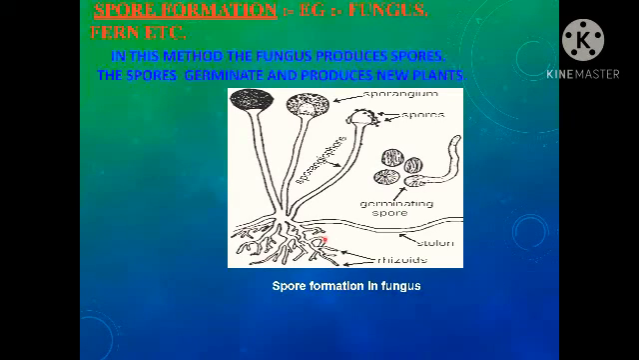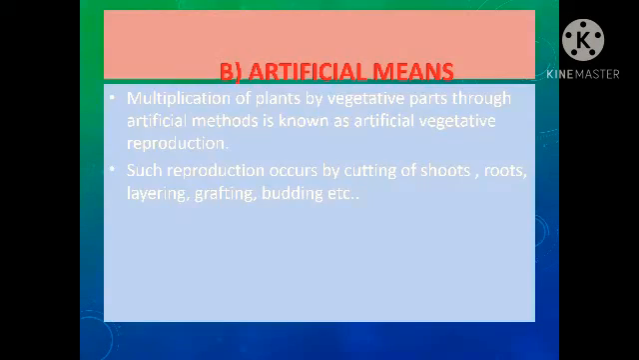Coming to spore formation, examples are fungus, fern, etc. In this method, the fungus produces spores. The spores germinate and produce the new plant. The spore formation in the fungus is observed in this diagram. Coming to artificial means, the multiplication of plants by vegetative parts through artificial methods is known as artificial vegetative reproduction. Such reproduction occurs by cutting of shoots and roots, and by layering, grafting, budding, etc.